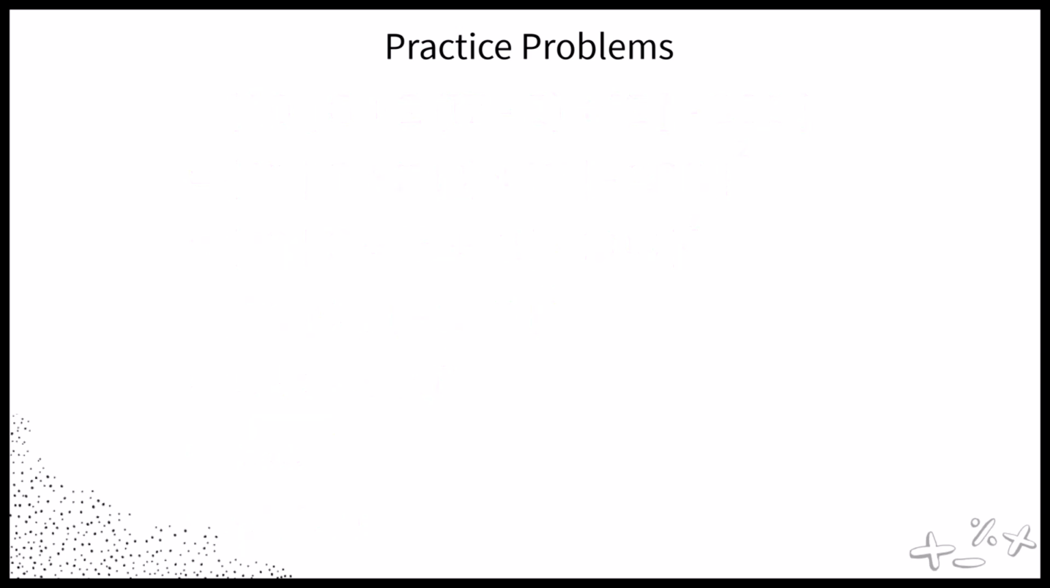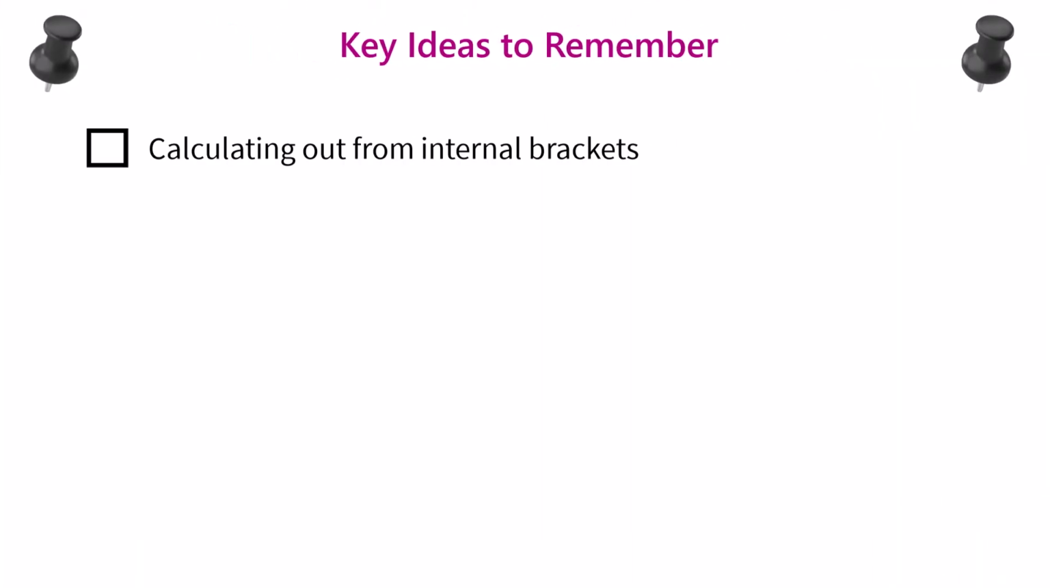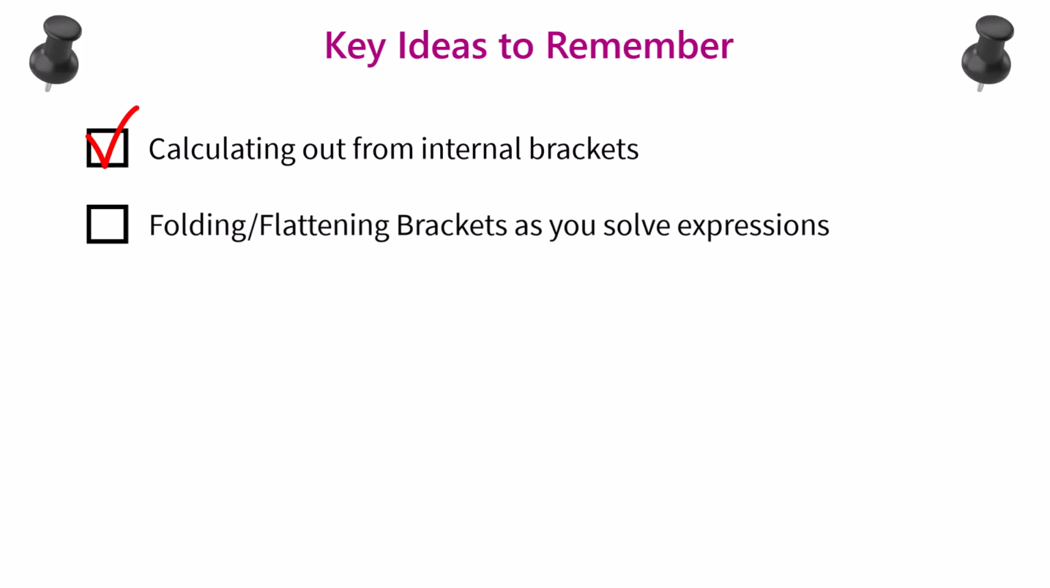Let's go over the key ideas to remember. Our key ideas from this lesson are work your way out from internal brackets, which are usually the round ones, to the square and then the curly brackets. And our last key idea is to remember to flatten or fold or demote, whatever name we want to call it, that process of going from your large curly brackets to your square brackets to your parentheses as you're solving your expression. I hope it was fun.